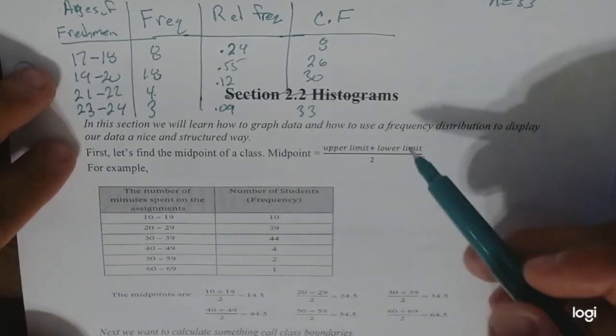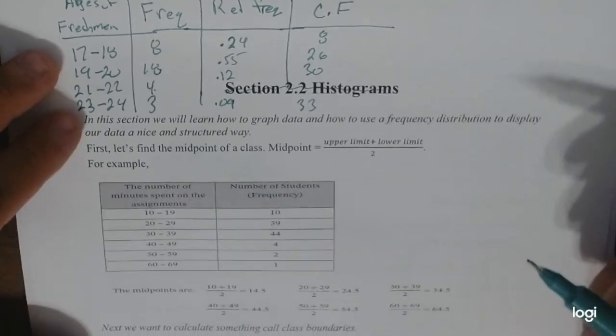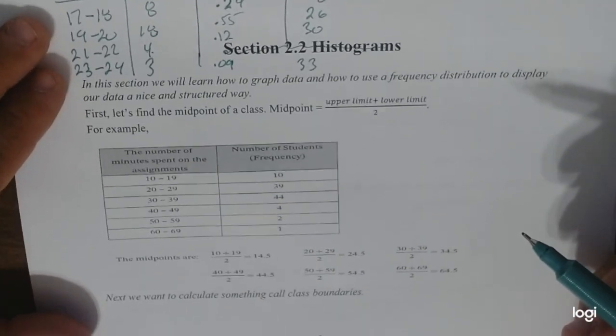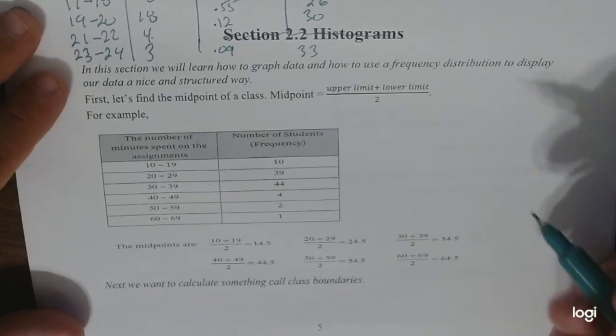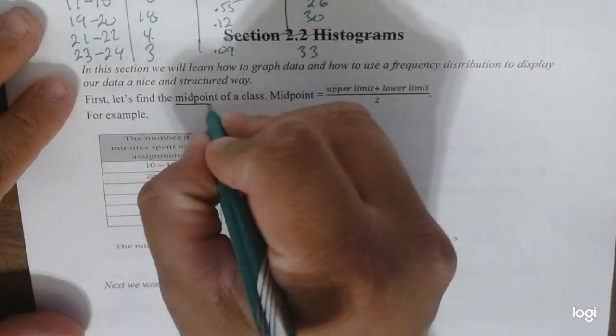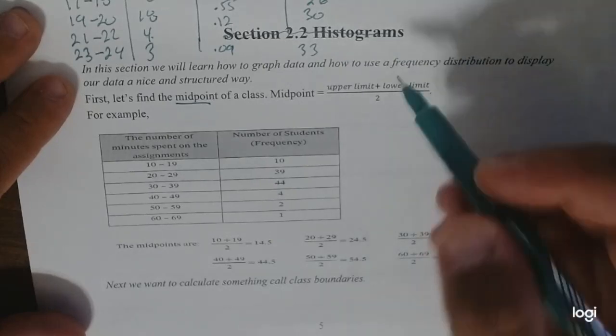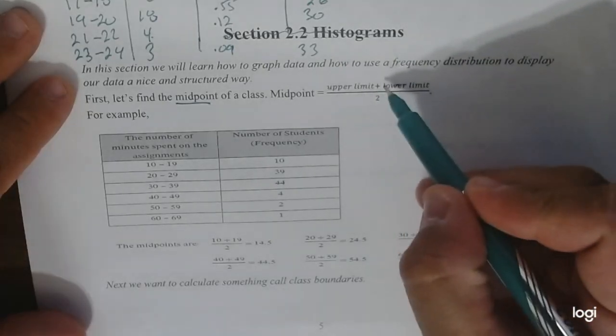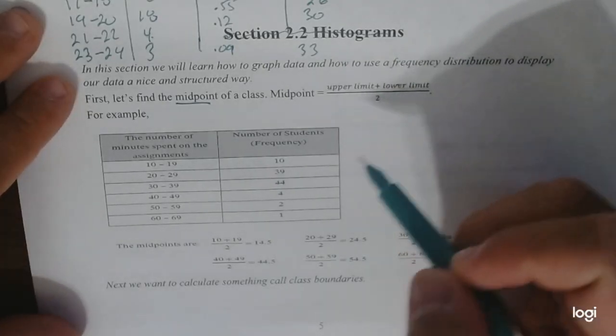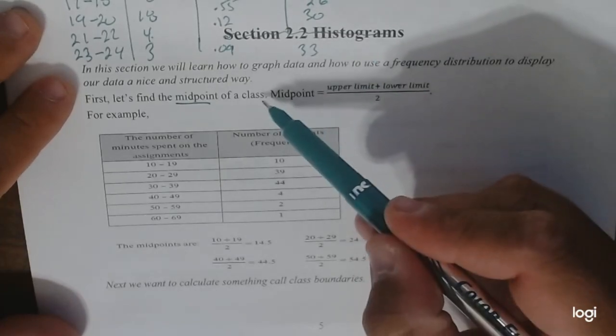But before we talk about the actual graphs, just like any other section, we're talking about a little bit more definition-wise, okay? The first thing we're going to define is something called the midpoint. The midpoint of a class is defined to be the upper limit plus the lower limit divided by 2. You literally just add the upper and lower limits and divide by 2 for every single one. So you can have multiple ones, right? Because this is just a class, not all the classes.